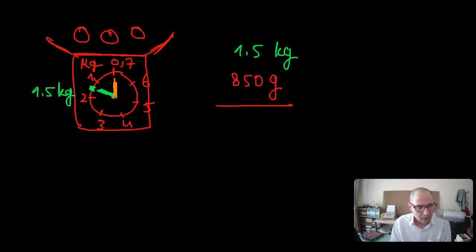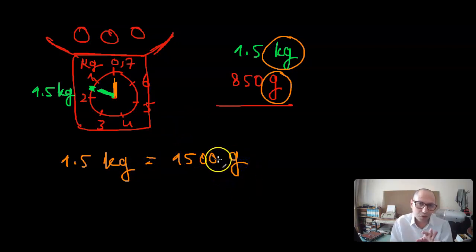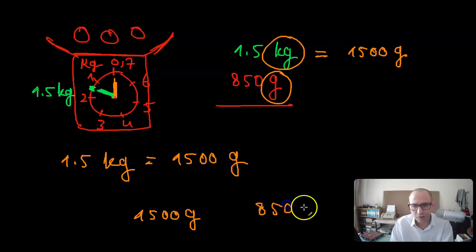So in this case, again, I need to make changes to the units that I have here, and then I can compare, right? If I do my conversion right, I know that 1.5 kilograms is the same thing as 1,500 grams, right? I'll show you how that is done. Now you have 1,500 grams and 850 grams. So you know that this is larger, which means that you have to take something out of the bowl so as to get to 850 grams.